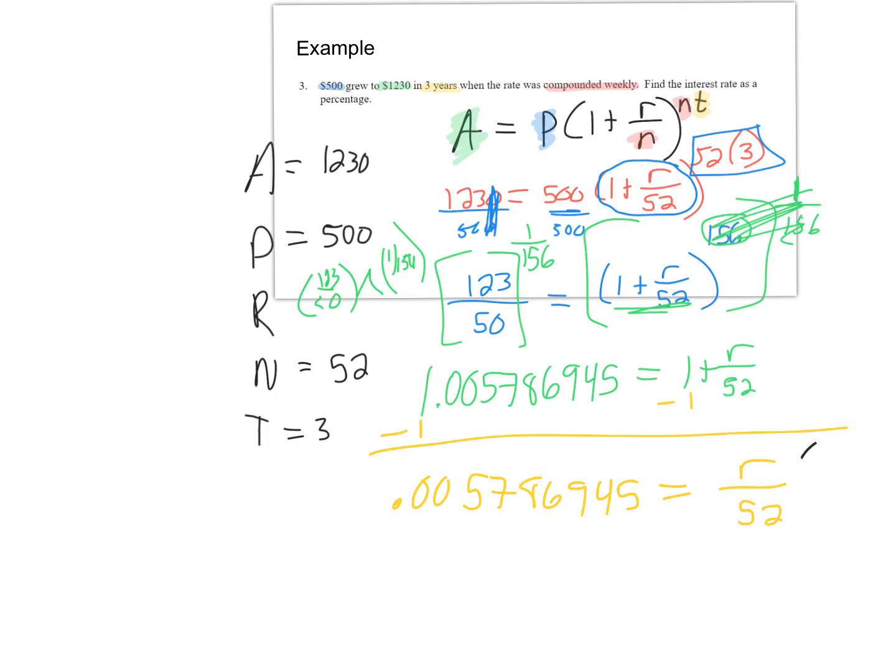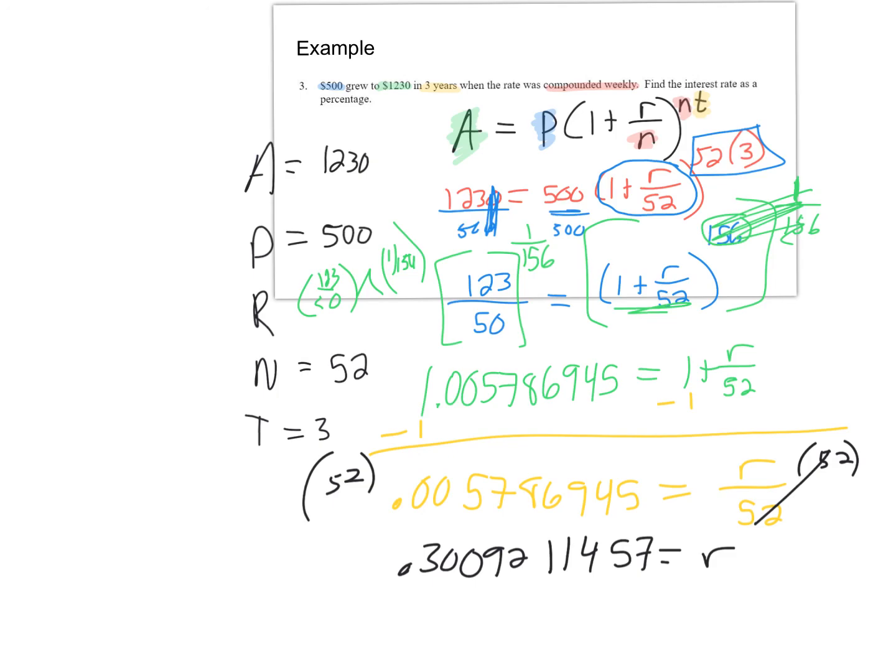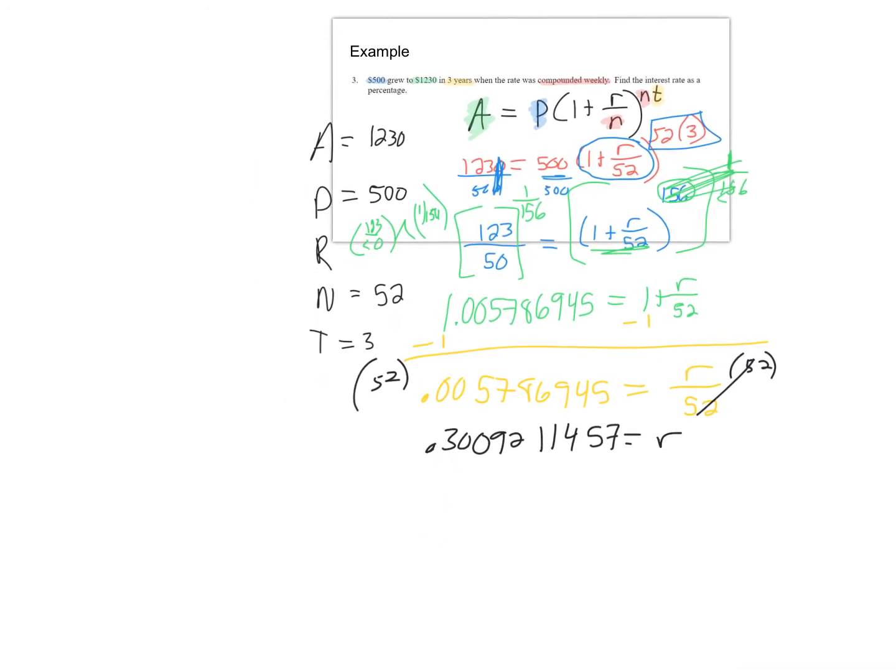And now to finish, I'm going to times both sides by 52 to clear out the ugly fraction. And when I do that, I get 0.300921145 is equal to r. 57, not 54. Come on. 57 is equal to r. Now remember, I'm going to shrink this while you guys are catching up.